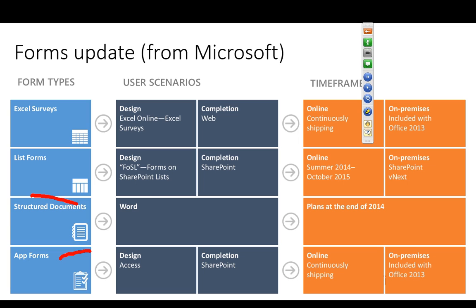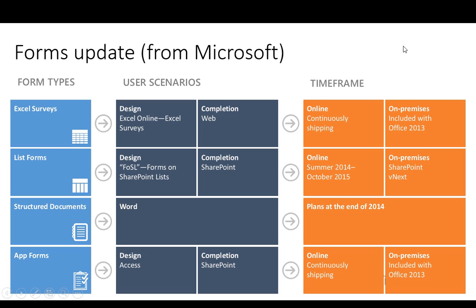This Word stuff, structured documents using Word planned for the end of 2014, that's already long gone. That hasn't happened. Forms on SharePoint lists, they've been working on it. There have been different things going on. I can't say anything specifically, but hopefully someday this will come out as well. The Excel surveys thing, that's already out. So these are the 4 different scenarios that Microsoft took and said, we can provide some of these things right away and some of them in the future, to replace some of the functionality or scenarios accomplished with InfoPath.